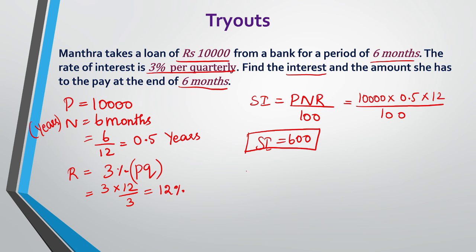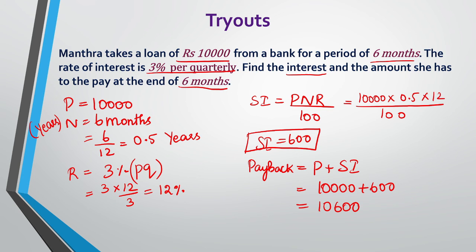We have to find the amount she has to pay at the end of 6 months. So payback is equal to principal plus the simple interest. So 10,000 plus 600 is equal to 10,600 rupees. So Manthra has to pay rupees 10,600 at the end of 6 months.